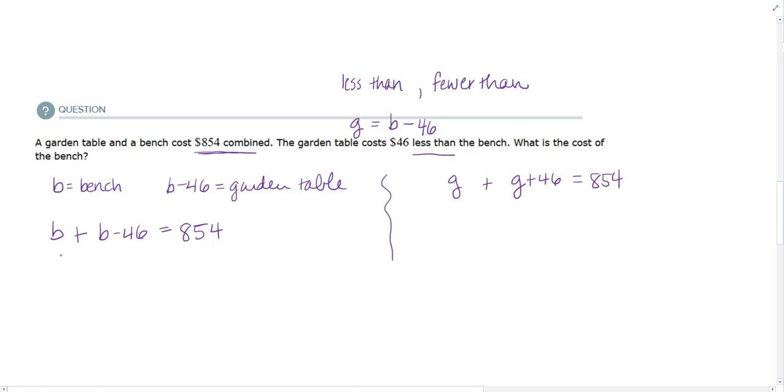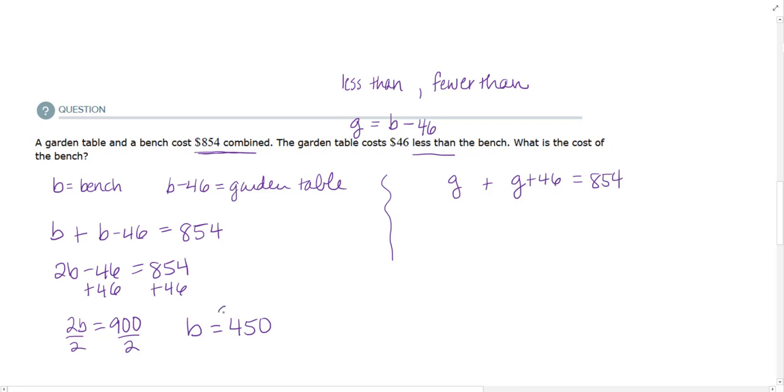Okay, I'll go back over here, and this would be 2b minus 46 equals 854. And so if I solve for b, I need to add 46. And I'll have 2b equals 900. And dividing by 2, I get b is 450. And b was the cost of the bench, and that's what we just found, so that is the answer to type in to Alex.